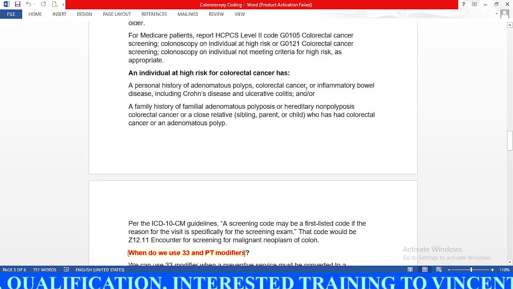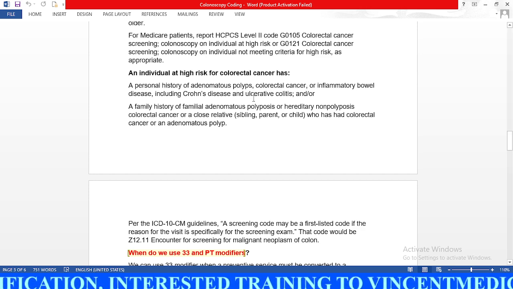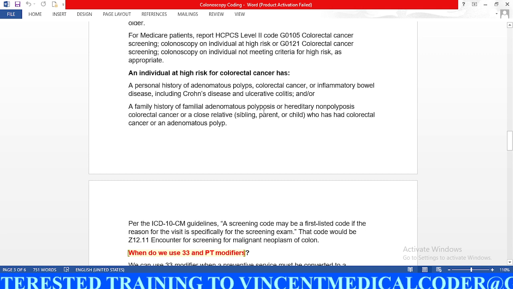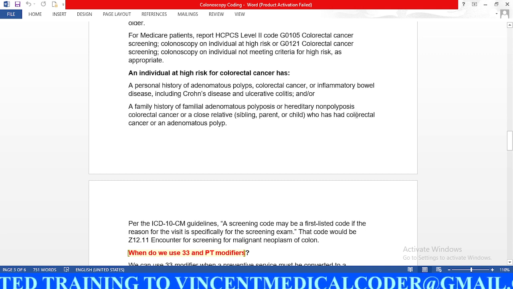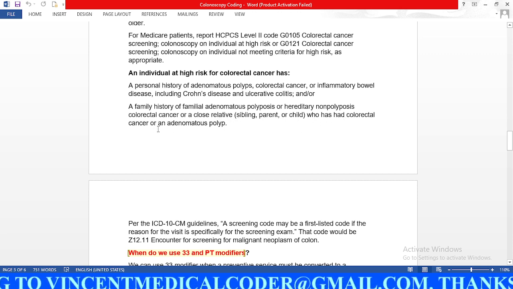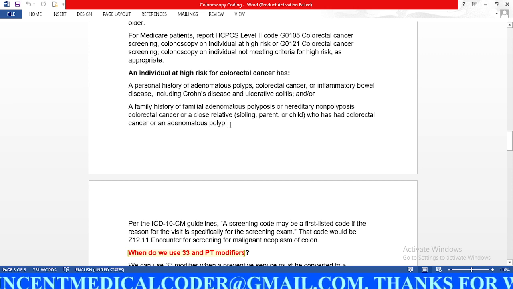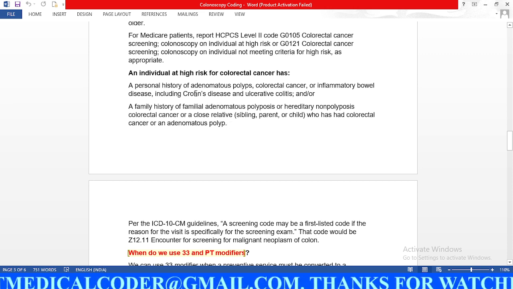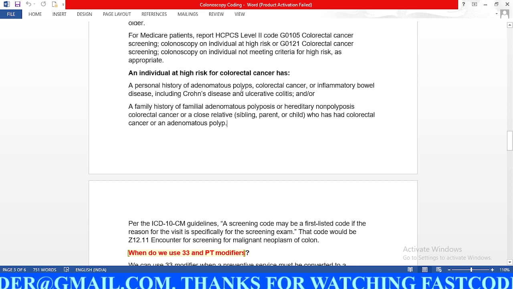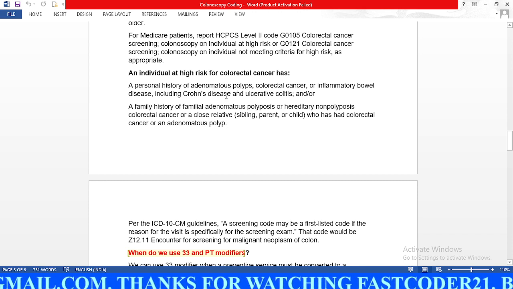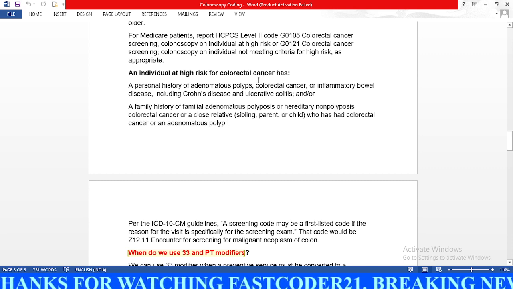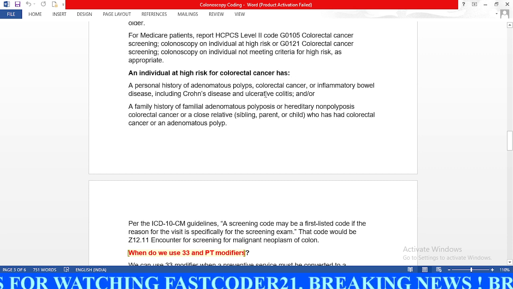Other high risk conditions are colorectal cancer, or inflammatory bowel disease including Crohn's disease and ulcerative colitis, or a family history of familial adenomatous polyposis or hereditary non-polyposis colorectal cancer, or a close relative who has had colorectal cancer or an adenomatous polyp. In order to code high risk colonoscopy screening, we need to consider all these conditions. If the patient meets any of these conditions, we need to code it as G0105, which denotes high risk for colorectal cancer.